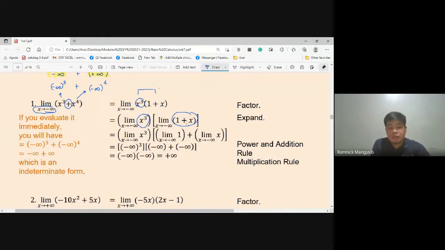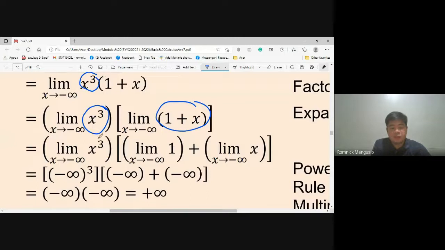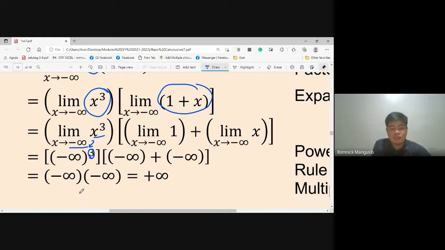So, when you try to look into the limits of the first factor, x cubed, as x keeps on decreasing, parang ang ibig sabihin is exponentially, raise mo yan sa 3, no? And negative infinity raised to an odd is still negative.